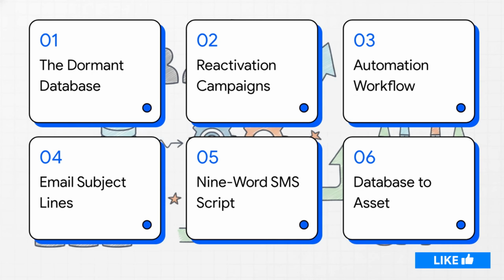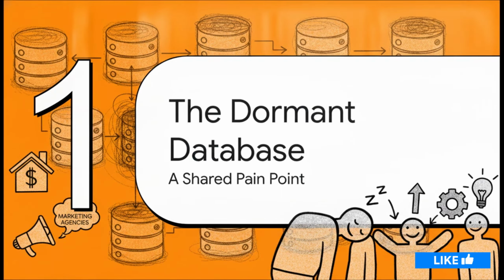Here is our 6-part roadmap to fix your CRM pipeline today. 1. The dormant database problem. 2. Database reactivation campaigns explained. 3. The automation engine workflow. 4. High-converting email subject lines. 5. The 9-word SMS script. And finally, 6. From database to asset. Let's jump right into Section 1, the dormant database problem.